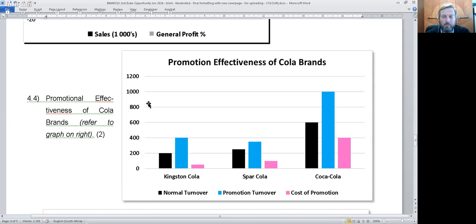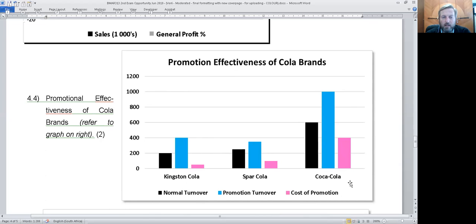Okay, then promotional effectiveness of cola brands. Now you've got three different cola brands here: Kingston Cola, Spark Cola, and Coca-Cola. So that's the in-house brand for Spark. Kingston is a close follower of Coca-Cola in South Africa, although the statistics are not nearly as close as this indicates. Like I said, this is just made up stats.